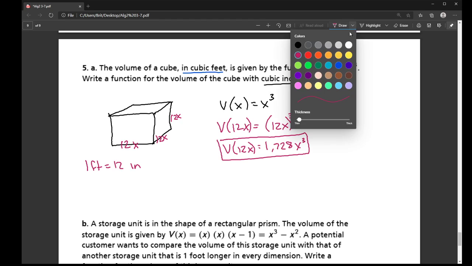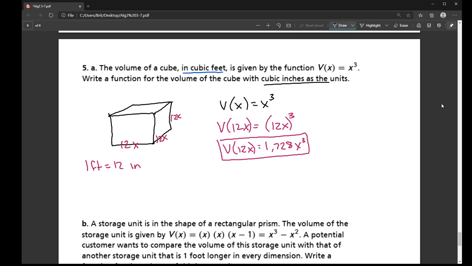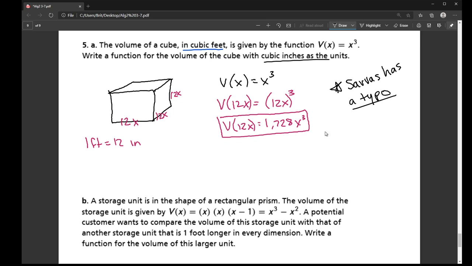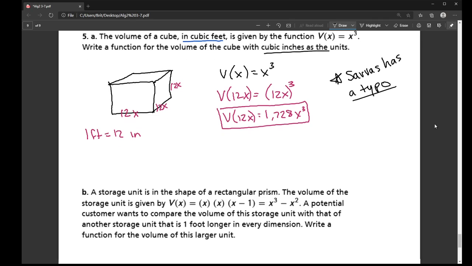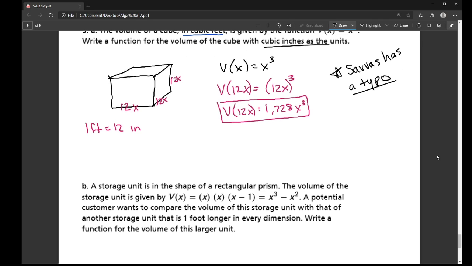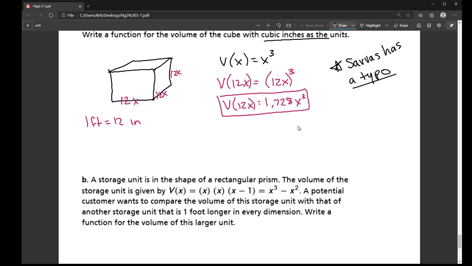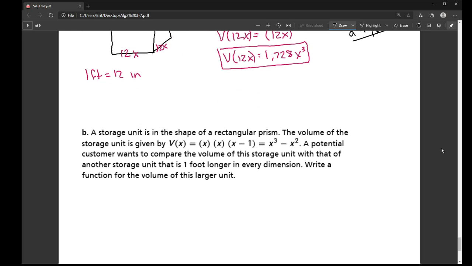I think that Savvas has a typo on this. So look out if you are trying to write your notes from your textbook and it says different from this video. They plug in a 1/3 instead of a 12, and so I think that they changed the problem from what it was previously.